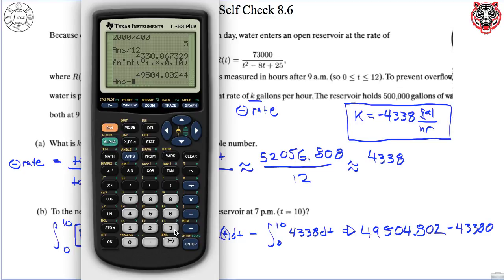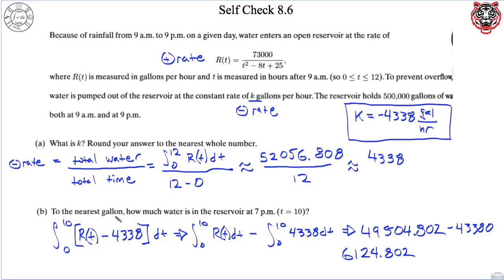So now I need to subtract 43,380 to get my answer, which is 6,124.802. And that's up to the nearest gallon, so scratch that, round that to 6,125 gallons. So this many gallons at 7 p.m.